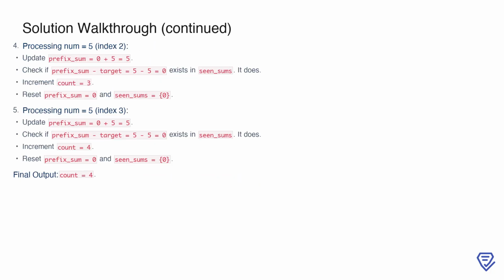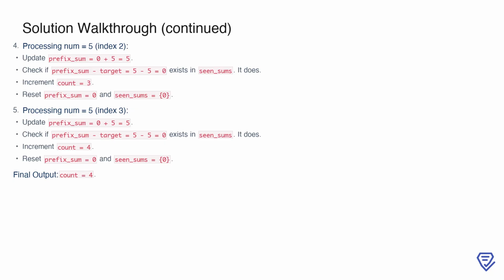Continuing with the array, we process the third element, 5 at index 2. We update prefix_sum to 5 and find that the difference between prefix_sum and the target, which is 0, exists in seen_sums. This gives us another subarray with the target sum, so we increment count to 3, reset prefix_sum to 0, and reset seen_sums. Finally, for the fourth element, 5 at index 3, we update prefix_sum to 5 again. The difference between prefix_sum and the target is 0, and it is present in seen_sums. This means we have found yet another subarray, so we increment count to 4, reset prefix_sum, and reset seen_sums.